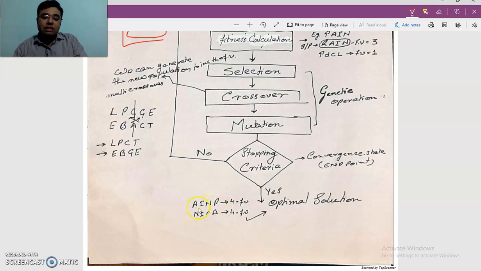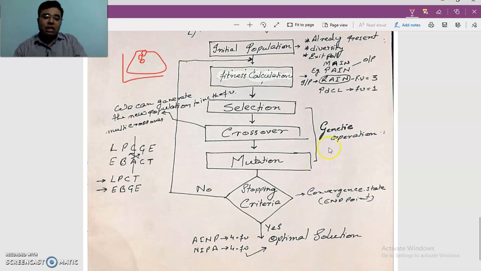Now compare this particular value to the output value. The output value is PAIN. So the first mutated value will be AINP and the second mutated value will be NIPA. In this case, we can see that all four letters of these mutated values resemble the output. So in this case, the fitness value will meet the criteria. The fitness value turns out to be 4 and it will meet the stopping criteria.